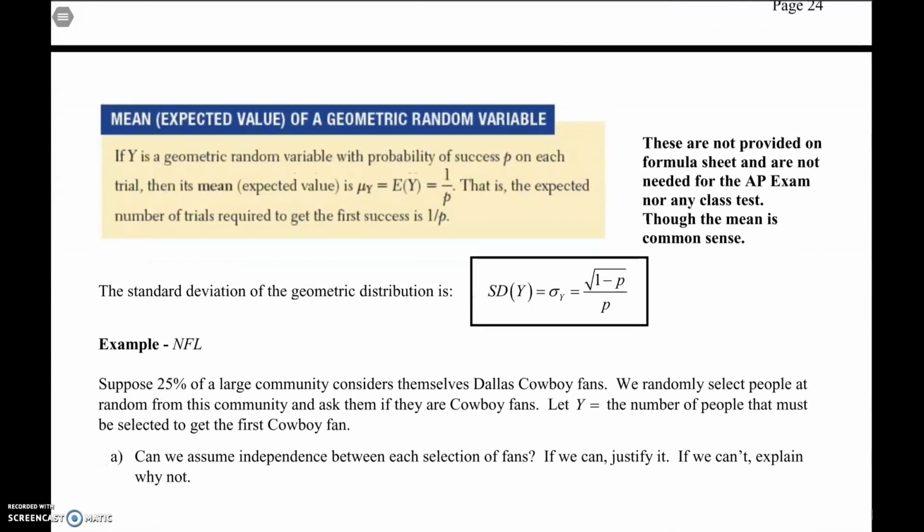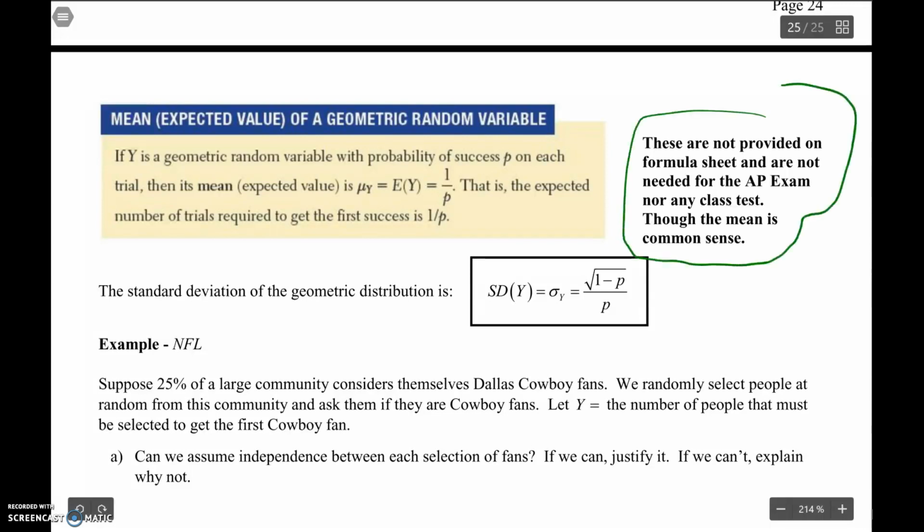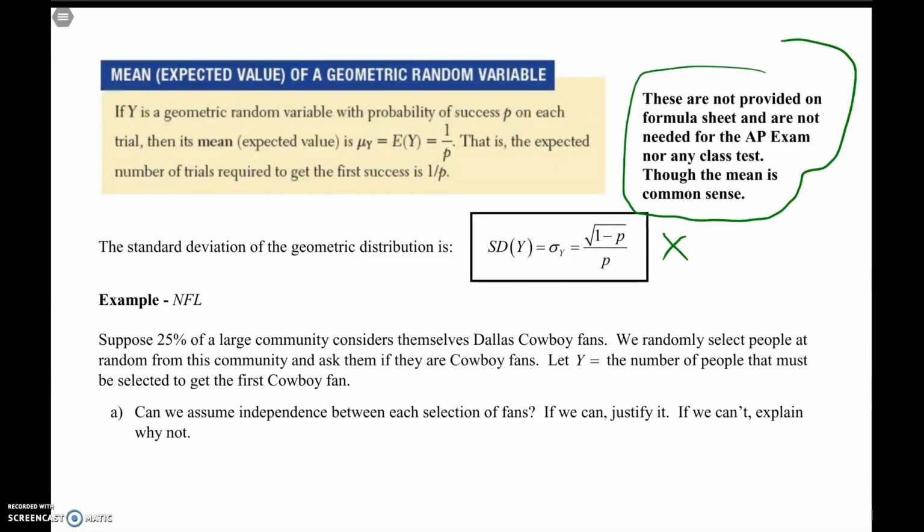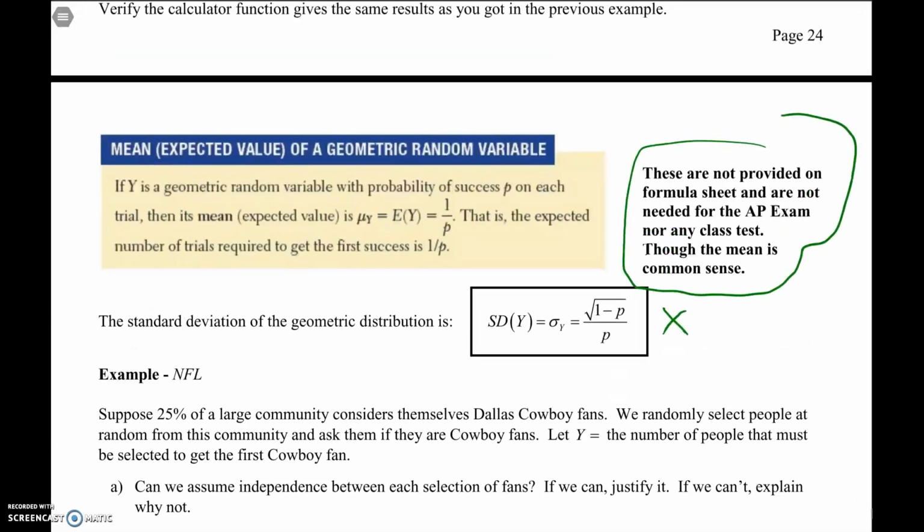Okay, so this is the mean or expected value of the geometric random variable. These are not provided on the formula sheet, and technically, I don't know if you really need to know it or not. The mean is kind of common sense. You should understand that. Standard deviation, you definitely do not need to know. And I don't even know if I'm going to do an example with it, but we'll see. So if y is a geometric random variable with a probability of success p, then the mean or expected value is 1 over p. It's pretty obvious.